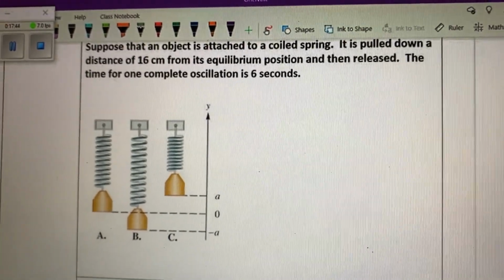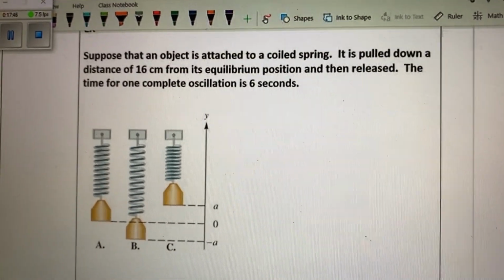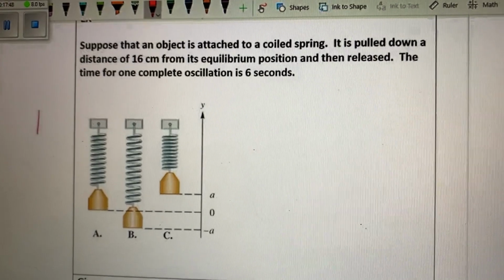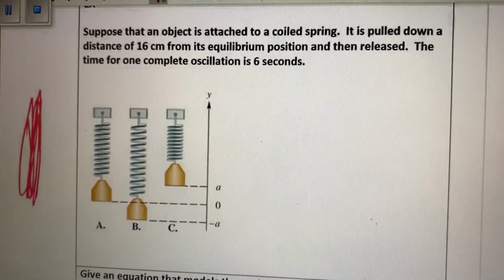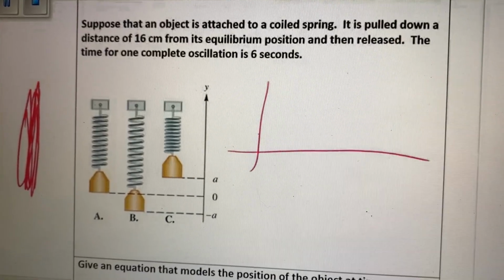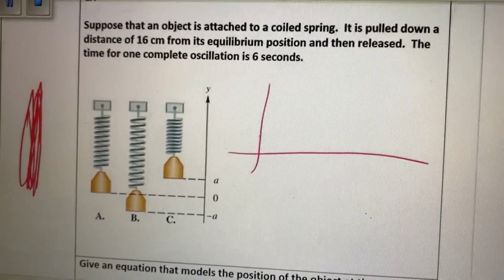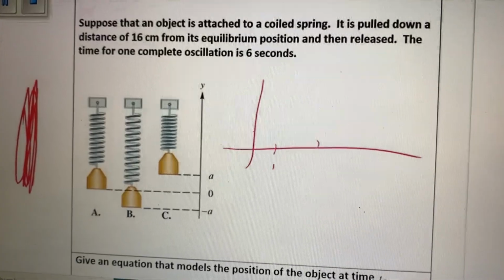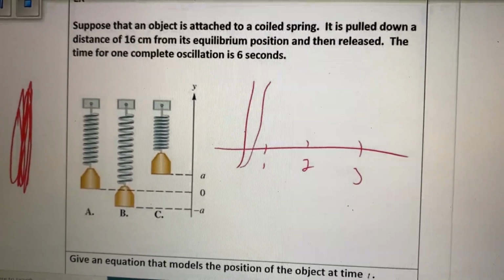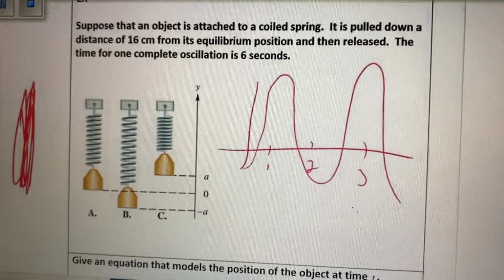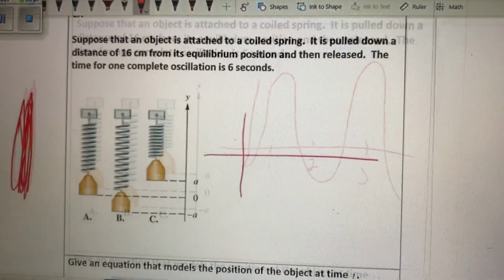Okay, so I want you to go ahead and read through this problem, first of all. So think about a spring. Notice that picture is going up and down and up and down and up and down. And so as we put time on the x-axis, it's going to make an upside down cosine graph, because if I pull it down, it's going to go up and down and up.